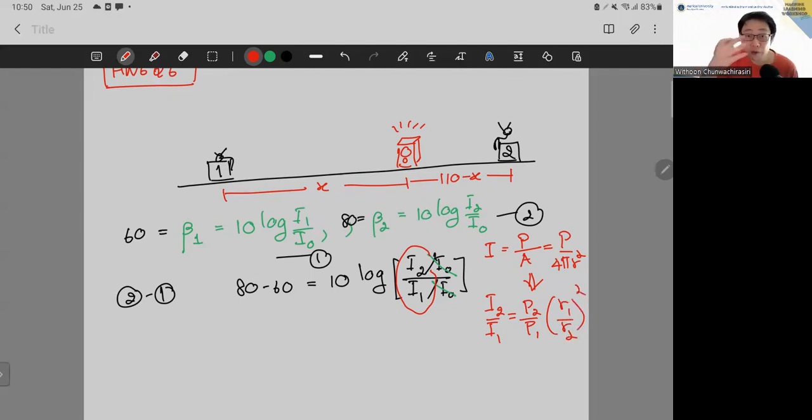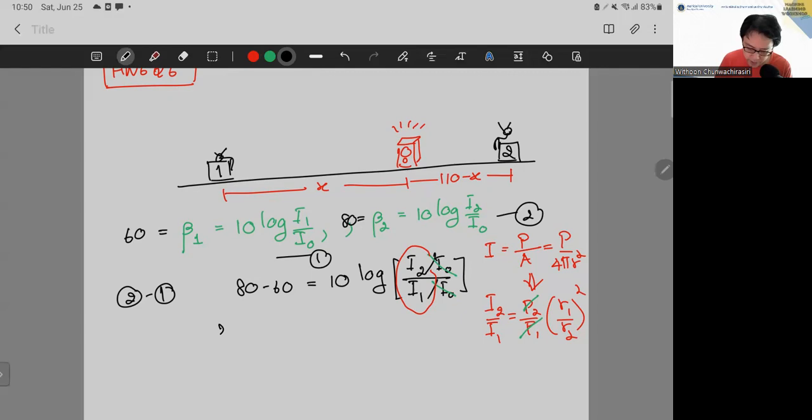You just take the two values of the intensity and take the quotient, the ratio between them. Because in this one, the sounds came from the same speaker, you don't have any different value of the power. So the power is exactly the same. That means now you can substitute R1 over R2 squared for I2 over I1. And that's what you have to do here.